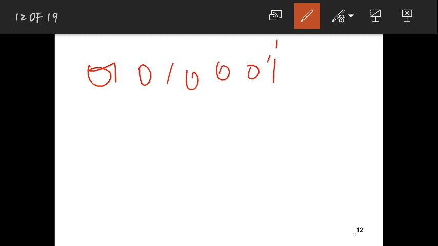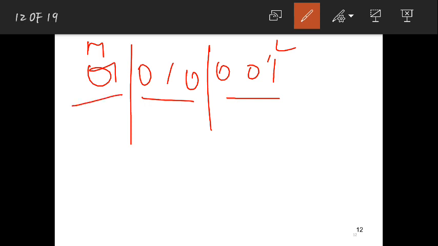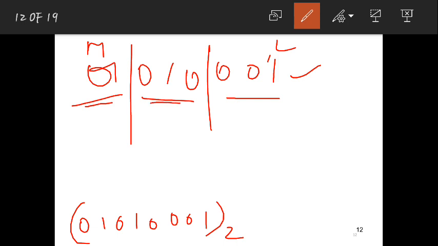This end is always considered LSB, and this is MSB. The simple procedure to convert binary into octal is to take 3 bits. From the LSB you start taking 3 bits, then other 3 bits, then other 3 bits. This is the binary number I have written: 0 1 0 1 0 0 0 1.